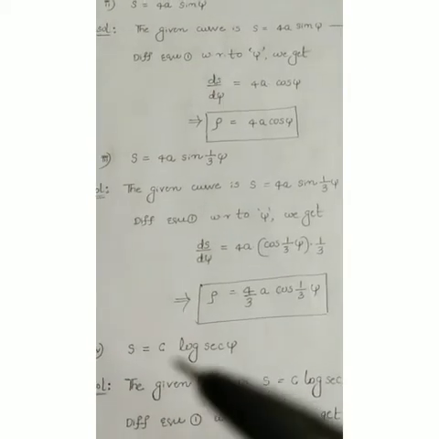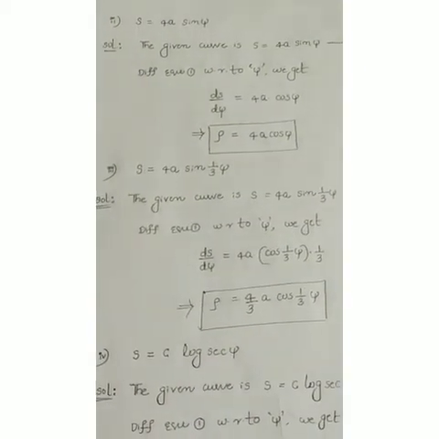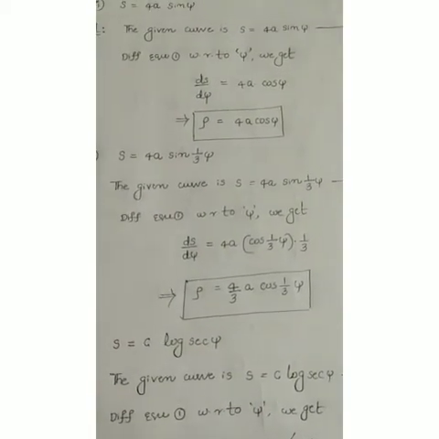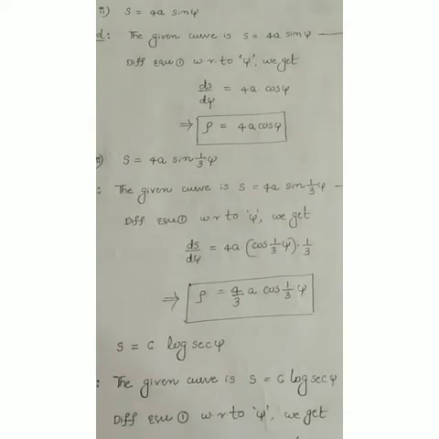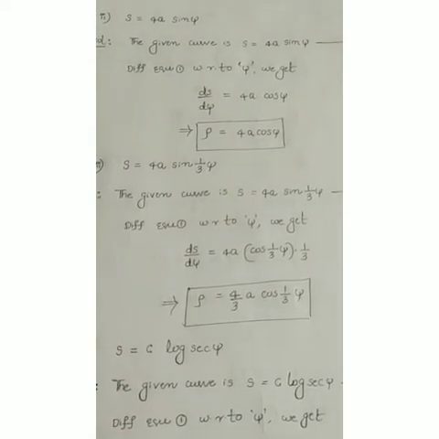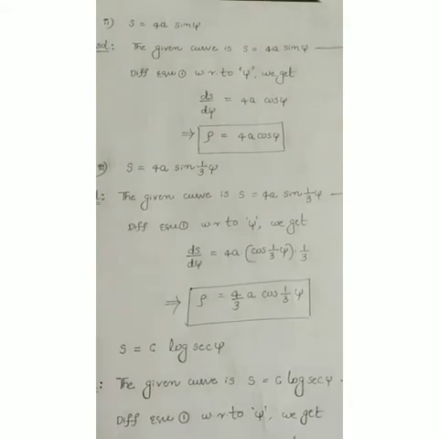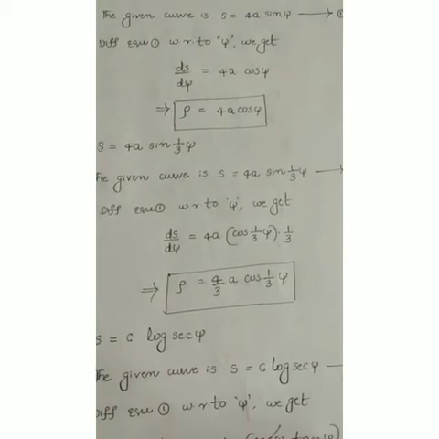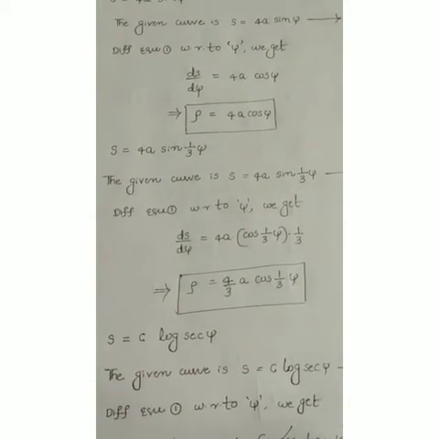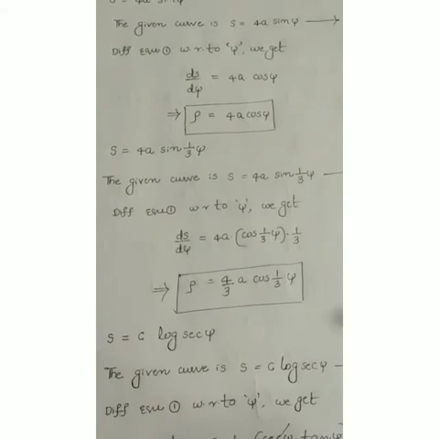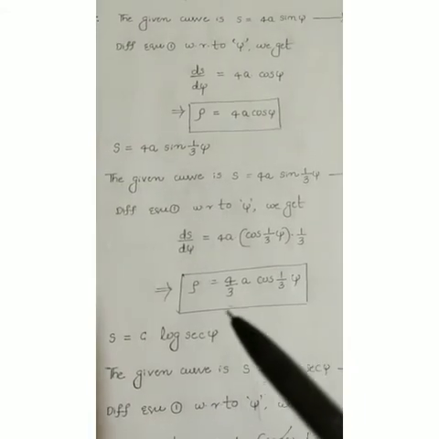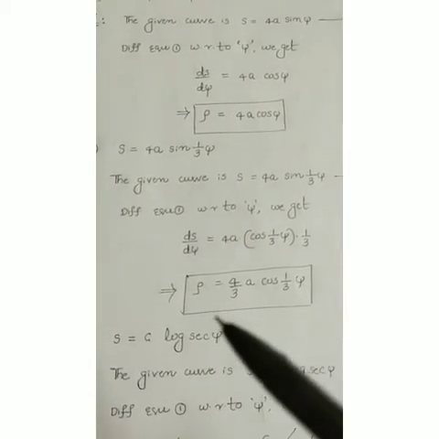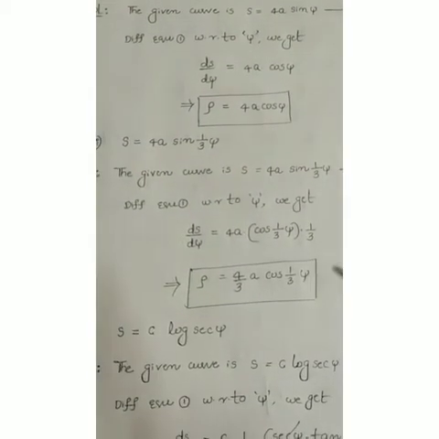Next problem, third problem, s equal to 4a into sin 1 by 3 into psi. So here the given curve is s equal to 4a into sin 1 by 3 into psi. This is equation number 1. So differentiating equation 1 with respect to psi, we get ds by d psi equal to 4a into sin 1 by 3 psi. Differentiation of sin 1 by 3 psi is cos 1 by 3 psi. Again by differentiating 1 by 3 psi, we get 1 by 3. That is 4 by 3 into a cos 1 by 3 of psi. This is the radius of the curvature. Rho equal to 4 by 3 into a cos 1 by 3 psi.